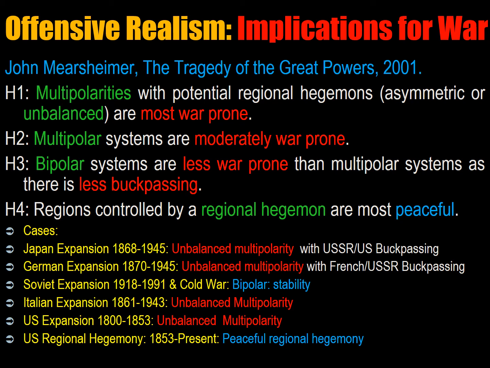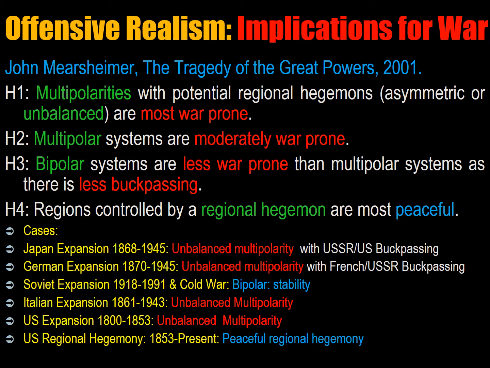Soviet expansion from 1918 to 1991 during the Cold War was bipolar, so we had general stability. Italian expansion from 1861 to 1943 was again unbalanced multipolarity. Italy wanted to dominate the Mediterranean, the Germans had distracted the English and defeated the French, so here was the Italian chance. And you had a lot of multipolar states, and Italy was better than perhaps Spain or Turkey in terms of power, but it probably didn't have enough power to achieve it on its own.